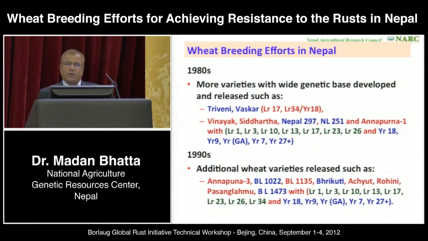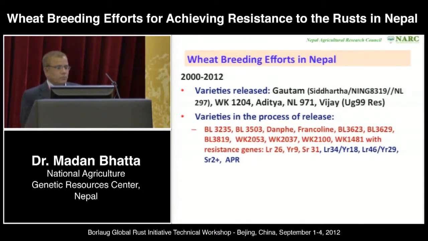Coming to the 80s, we released more varieties with LR34, YR18 background and some other background genes, LR13, LR23, LR26. And in the 90s, more additional varieties were released, like Birkuti, one of the major contributing varieties with LR26, LR34, YR18, YR9 background. It is still holding resistance with new virulences.